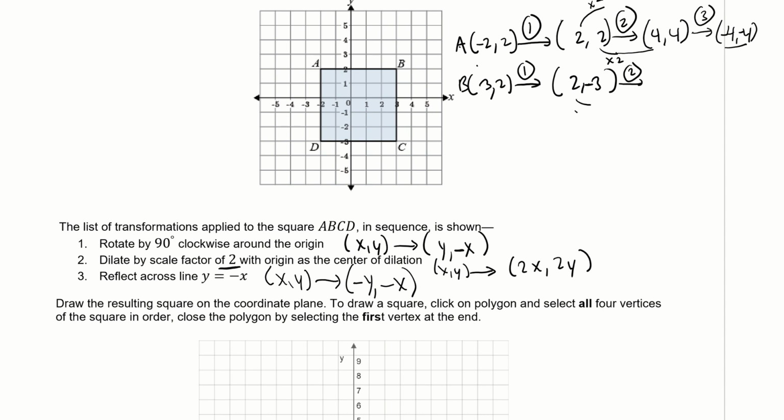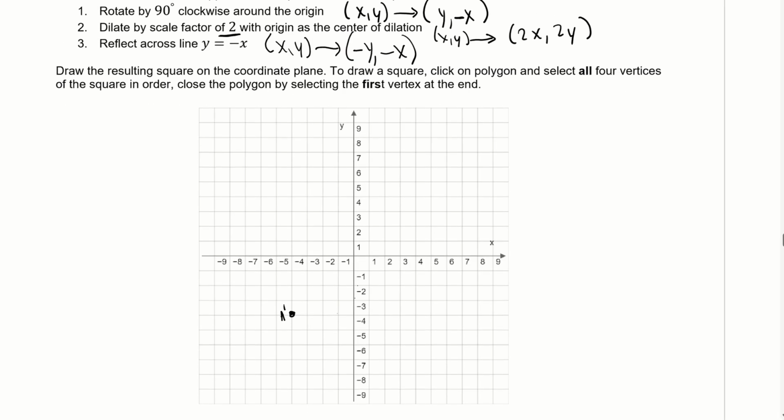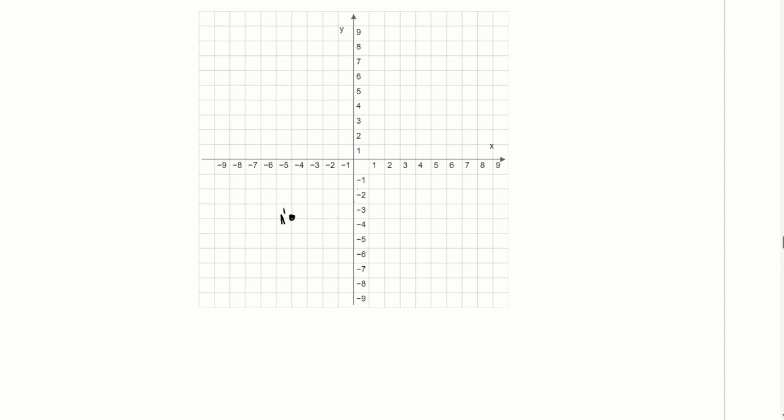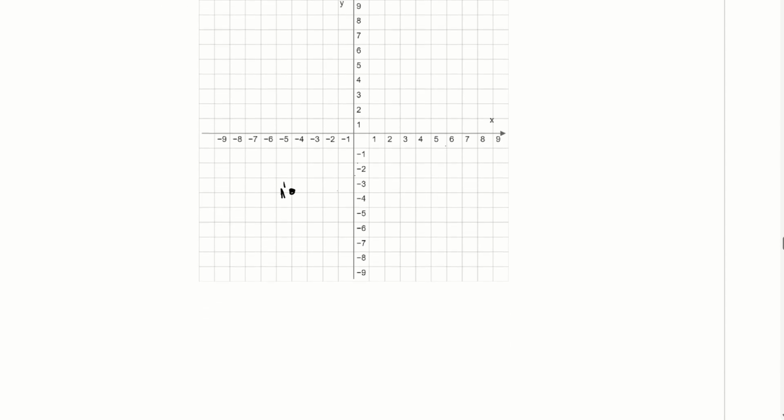Then multiply them by 2, so times 2 times 2. And then you get 4, negative 6. Then switch them again and then put negatives on both. Now I'm going to put negatives, minus, minus. So this turns positive. So I got positive 6, comma, negative 4. 1, 2, 3, 4, 5, 6. 1, 2, 3, 4. So positive 6, negative 4. So this is B prime.